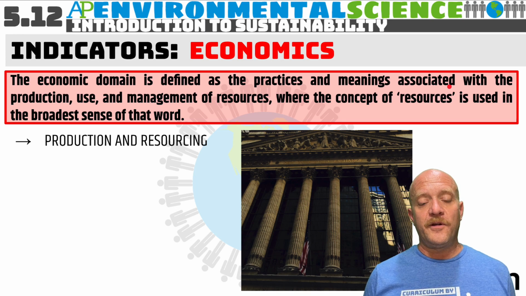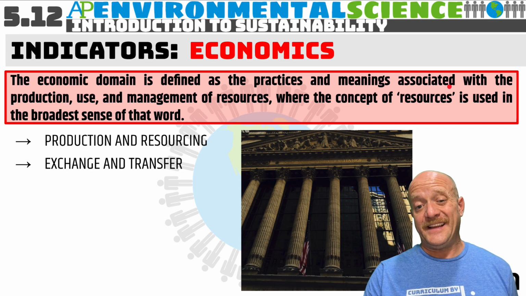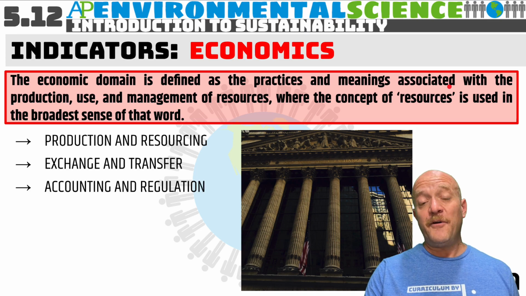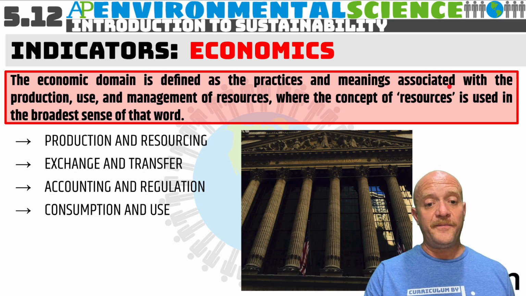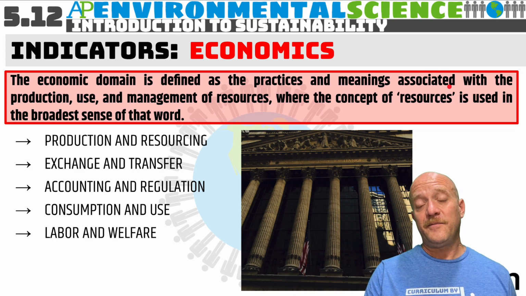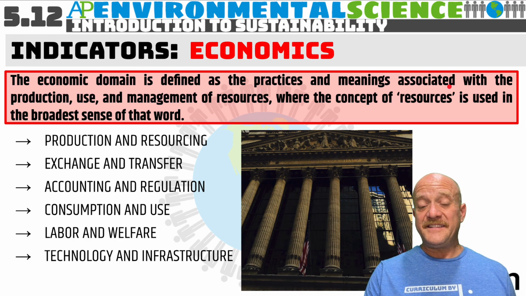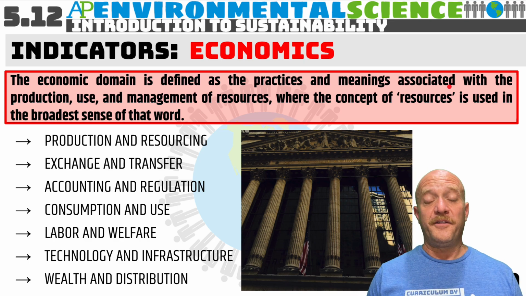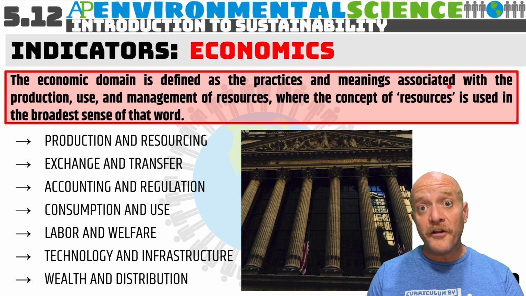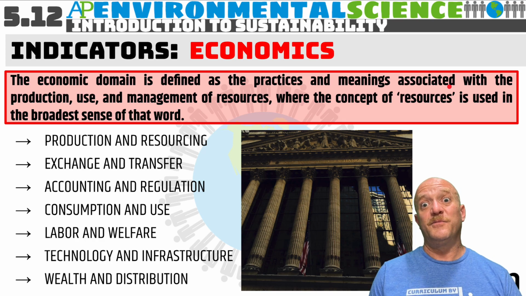So that can mean that we're producing and resourcing materials sustainably. Exchanging and transferring, like sales, is sustainable. Accounting and regulation is also sustainable. Consumption and use, we're not overusing products. Labor and welfare, like the wealth is distributed. People are working for these products. The technology and the infrastructure is also established. And also the distribution of wealth, that we don't have, as in the current society, the 0.1% holding most of our nation's wealth.